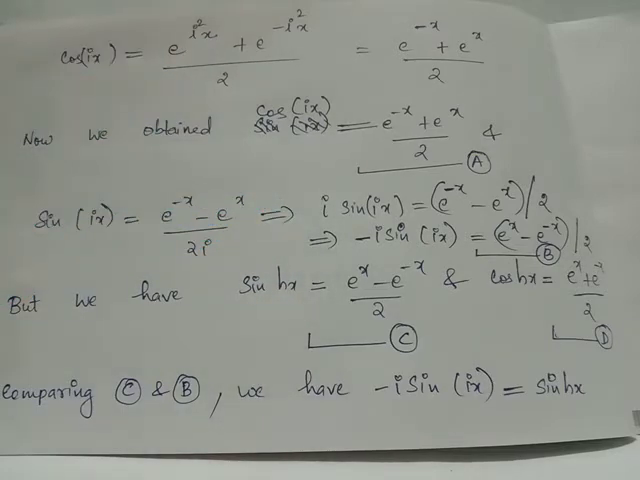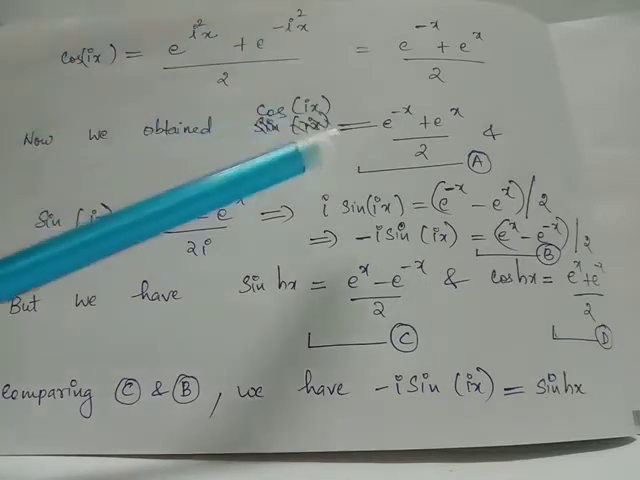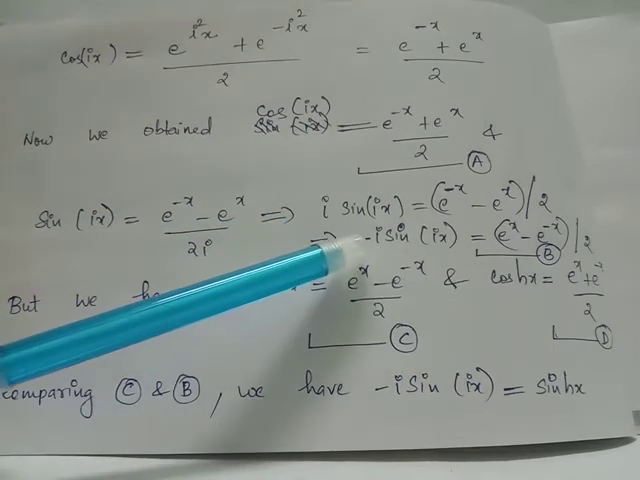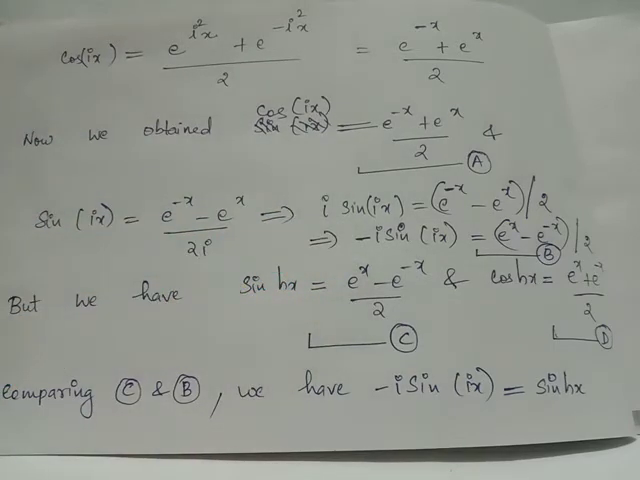We can also write this as minus i times sin ix equals e raised to x minus e raised to minus x divided by 2, because in this equation if we multiply both sides by minus 1 we obtain this equation. Number it as equation B.